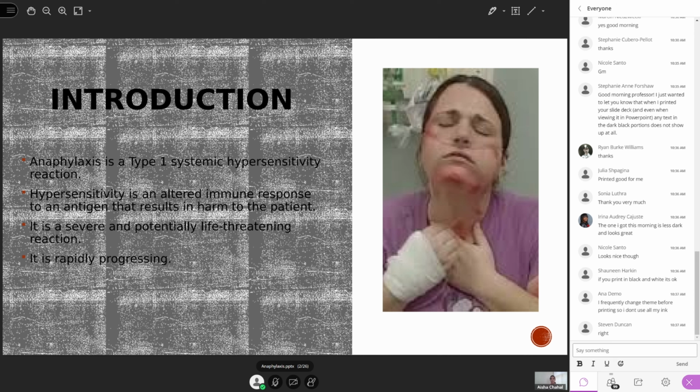All right, so first is our introduction. What is anaphylaxis? Can you see at least a little bit of the alphabets, the sentences that are written here?